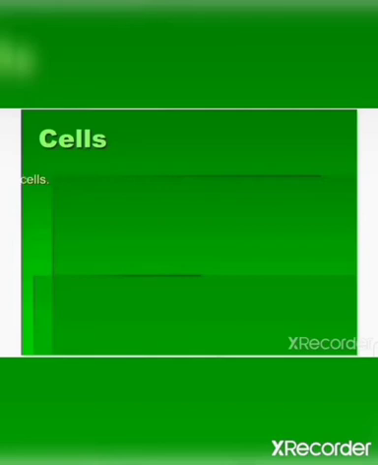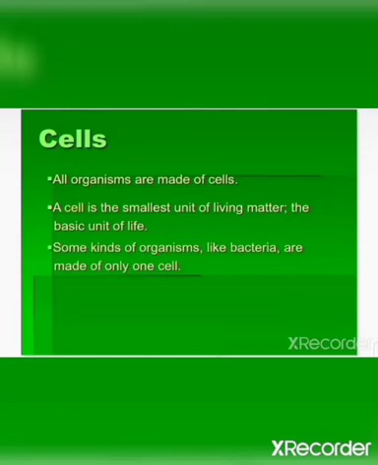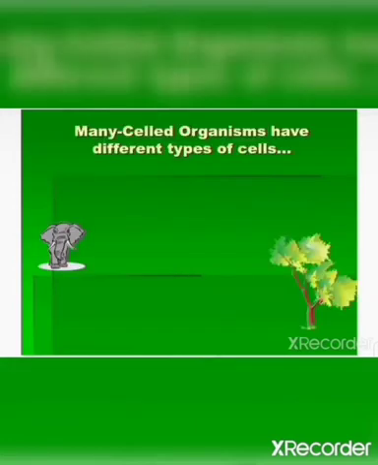So what is a cell? Students, as you know, all organisms are made up of cells. A cell is the smallest unit of living matter, and it is the basic unit of life. Some kinds of organisms, for example bacteria, are made of only one cell. That's why they are called unicellular organisms. And there are other types of organisms like people and trees. They are made of trillions of cells, and they are called multicellular organisms.